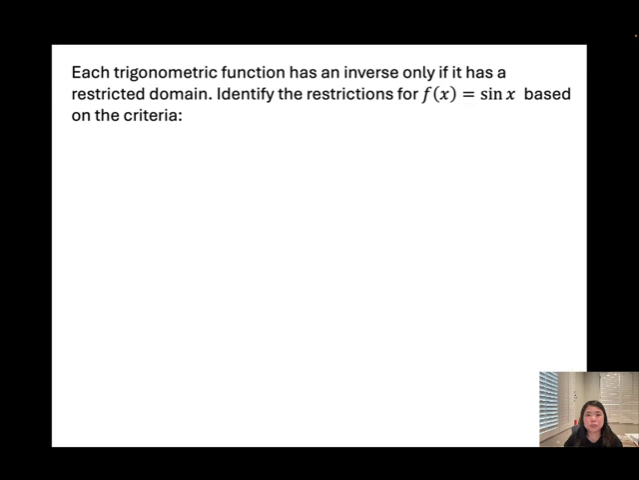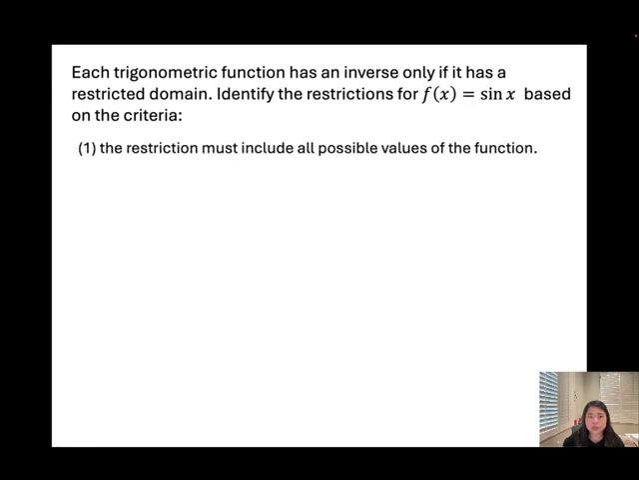Each trigonometric function has an inverse only if it has a restricted domain. Identify the restriction for f of x equal to sine x based on the criteria. So now we want to find the inverse function for the sine. And then again, you know sine x is a periodic function, so this is not a one-to-one function. We have to restrict the domain.